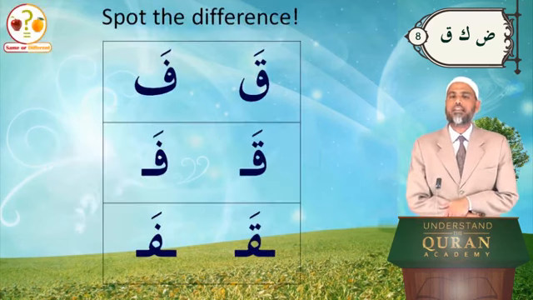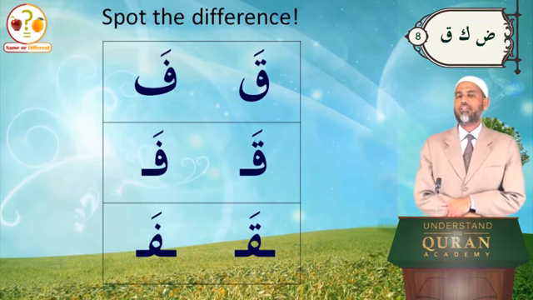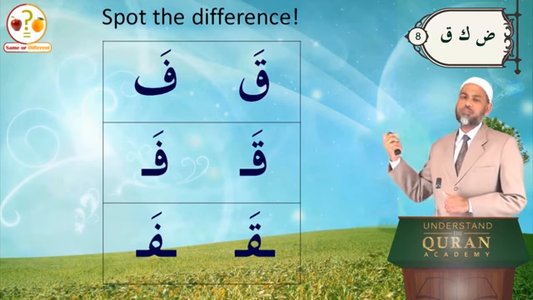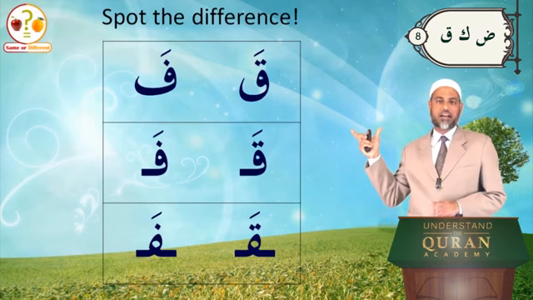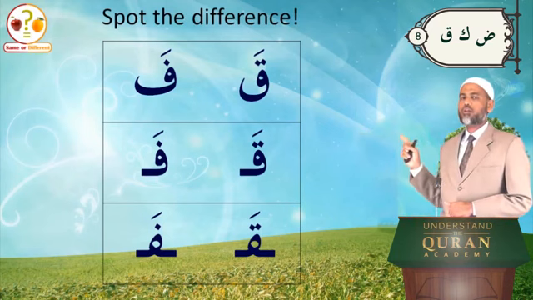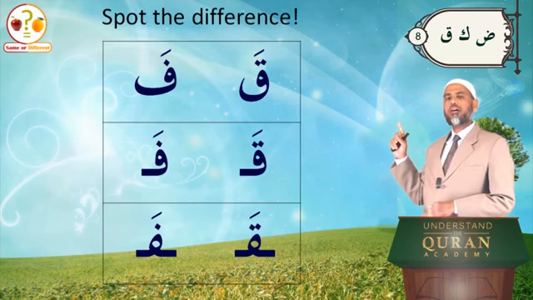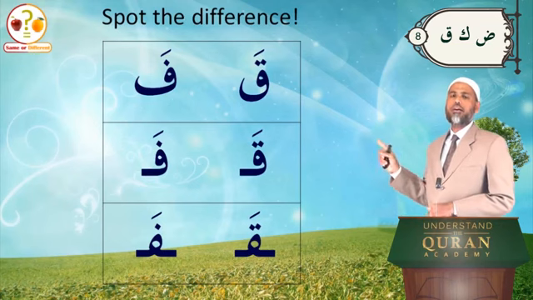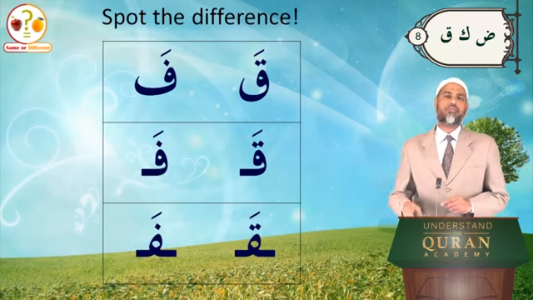So let us see the difference between qaf and fa. The difference is qaf has two dots on the top. In their full forms, they are very much different. One has a big cup, another has a tray. But in their short forms, the difference is only in the dot. Qa, fa, qa, fa. They are very much different. So a dot makes a world of difference.